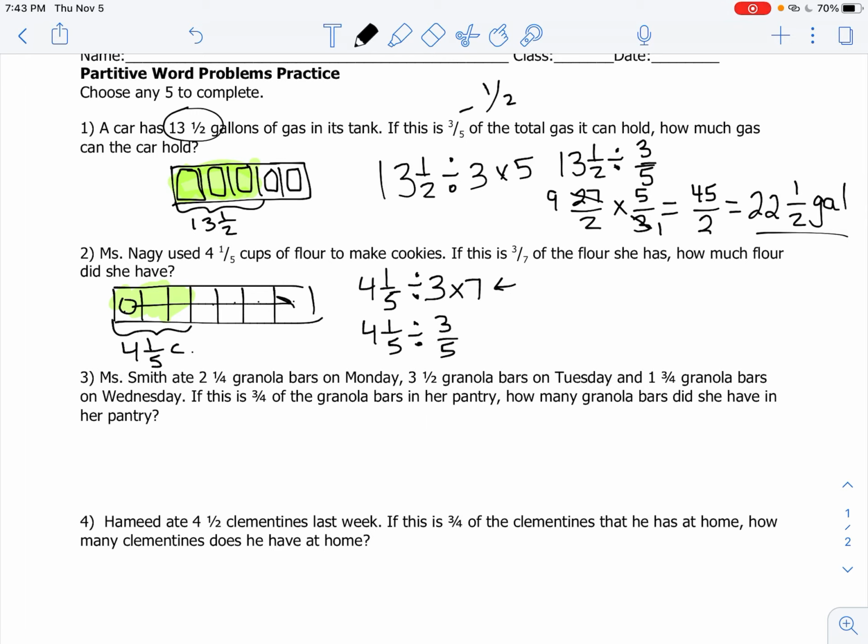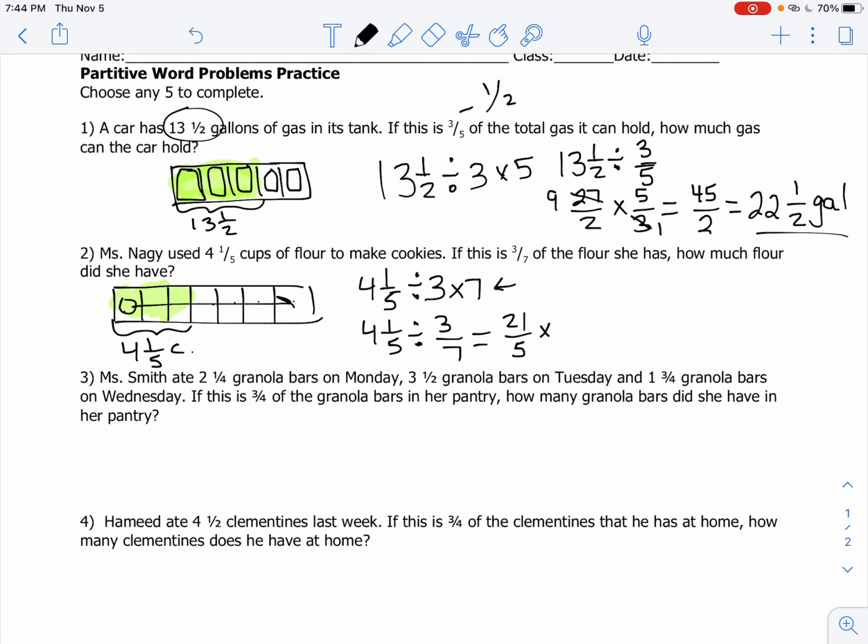And you can do one piece at a time here and try it out. 4 1/5 divided by 3, or multiplying by 1/3, and then multiplying it by 7. Just noticed I wrote a 5 down on the bottom there. It should be by 7. Okay, we're going to change that mixed number to an improper fraction. 5 times 4 is 20, plus 1 is 21. So we have 21 over 5.